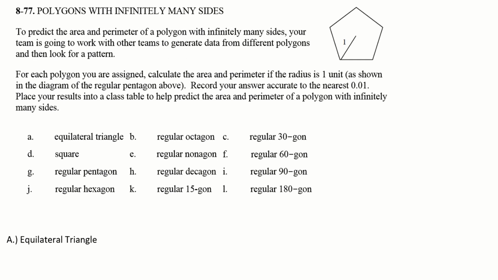Polygons with infinitely many sides. To predict the area and perimeter of a polygon with infinitely many sides, your team is going to work with other teams to generate data from different polygons and then look for a pattern. For each polygon you are assigned, calculate the area and perimeter if the radius is 1 unit, as shown in the diagram of the regular pentagon above.